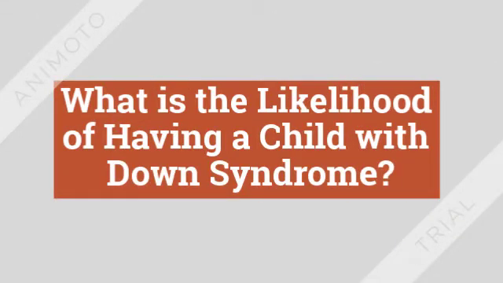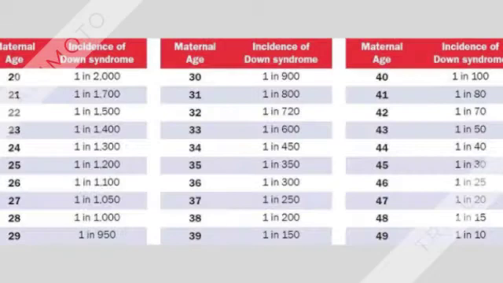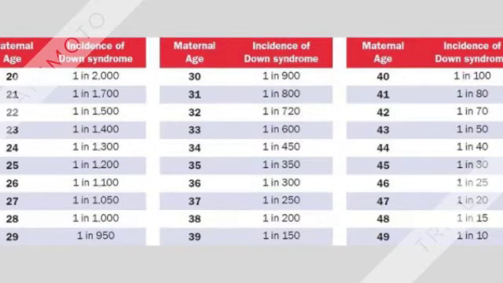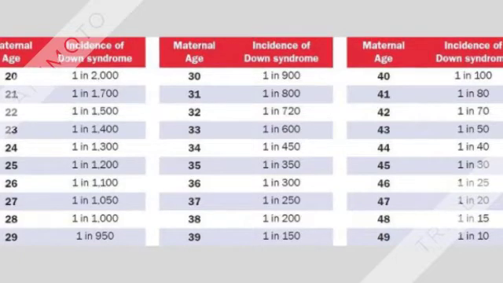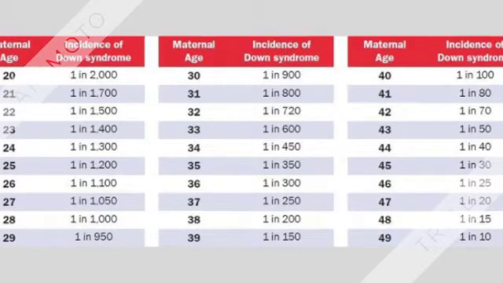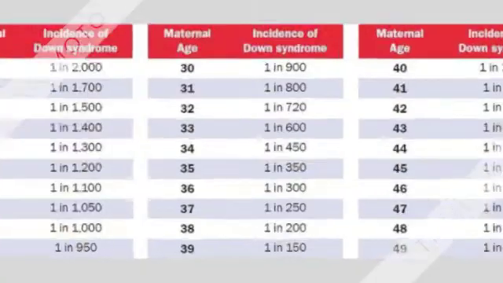What is the likelihood of having a child with Down syndrome? Down syndrome occurs in all people and is not prevalent in a specific socioeconomic level, though older women have an increased chance of having a child with Down syndrome. At age 35, a woman has a 1 in 350 chance of having a child with Down syndrome. At age 40, the chance increases to 1 in 100. At age 45, the chance becomes about 1 in 30.